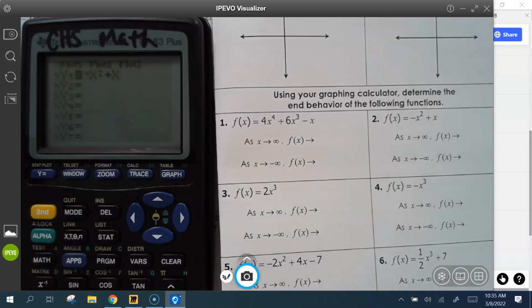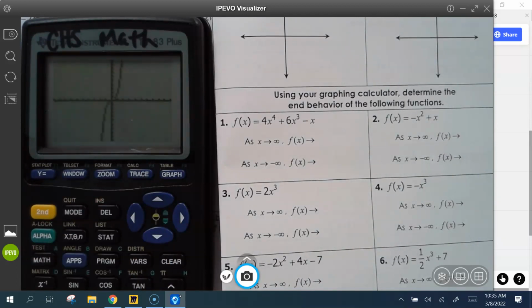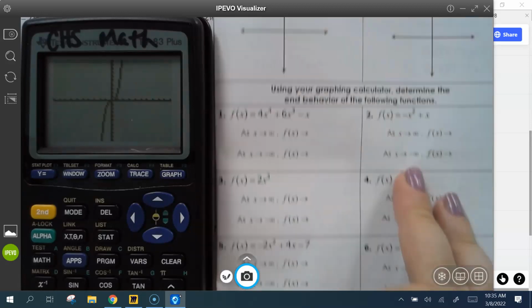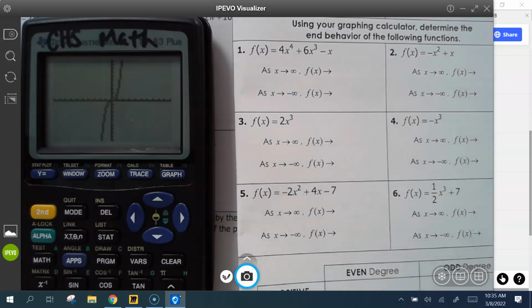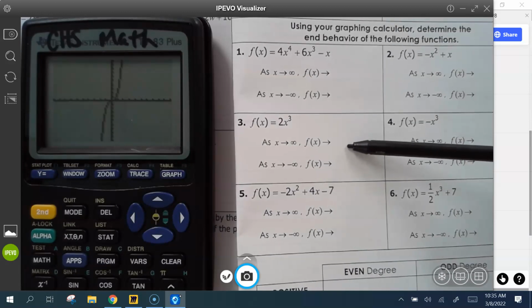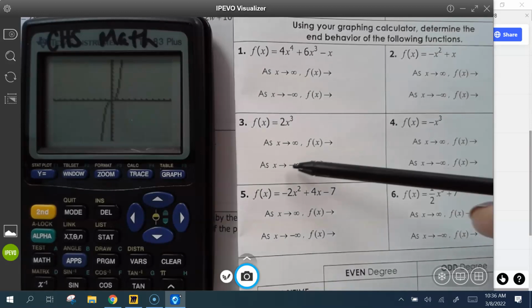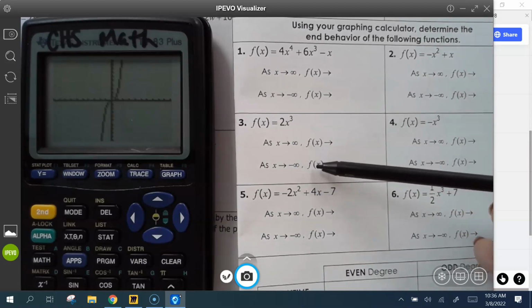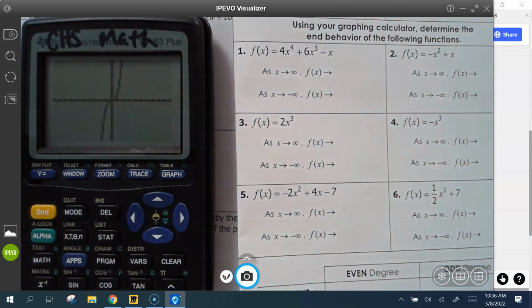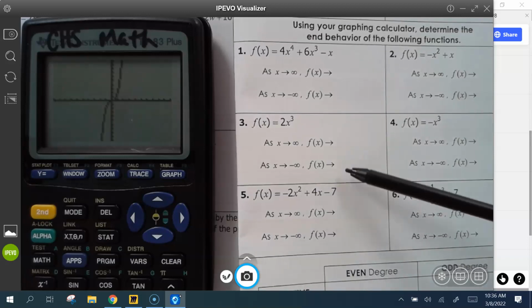Look at number 3. 2x raised to the 3rd. Graph. Ooh, this one's different. Both ends are not going the same way here. It's a cubic. As x approaches positive infinity, what is the graph doing? As x is positive, that tells me which side. The right. Is the right going up or down? Up. So this first line is positive infinity. As x approaches negative infinity, so the left side of my graph, what is it doing? It's going down. So that would be negative infinity.